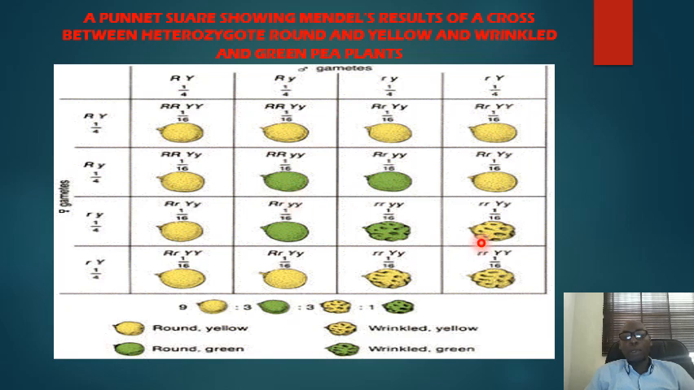Then we have 3 wrinkled and yellow, 1, 2, 3. Wrinkled because they are all small letters, small r, small r, small r. But this is yellow because you have a capital Y there. Capital Y is dominant over small y. So these 3 are wrinkled and yellow, but 1 wrinkled and green, giving a 9-3-3-1 phenotypic ratio.